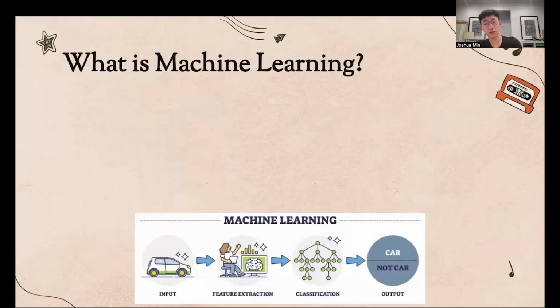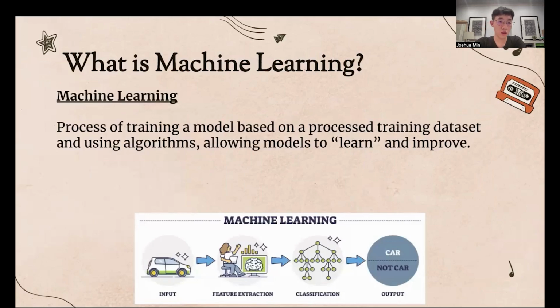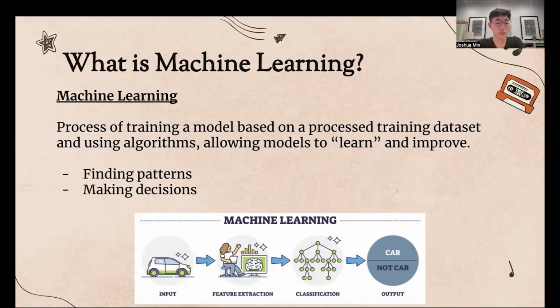So first off, what is machine learning? Well, machine learning is the process of training a model based on a processed training dataset and using algorithms allowing models to learn and improve. There are a variety of machine learning architectures, such as CNNs and RNNs, which can all serve different functions, such as finding patterns or making decisions.